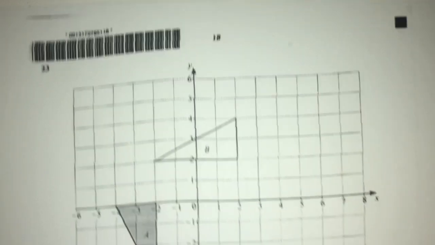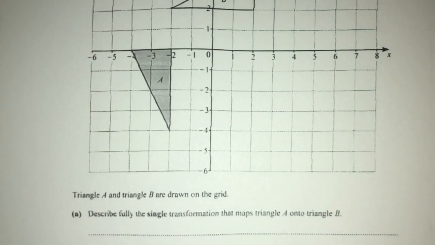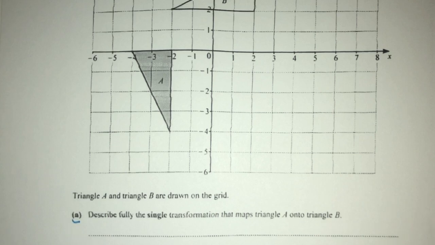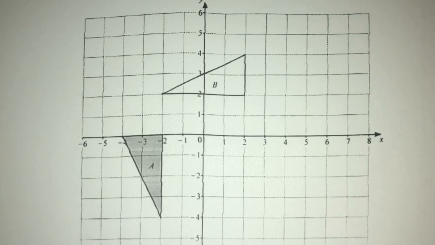Now let's move on to question number 23. So here we have a diagram. We have two triangles. Triangle A and B are drawn on the grid. Part 1. Describe fully the single transformation that maps A onto B. So A onto B. Now, what is this transformation that does that?